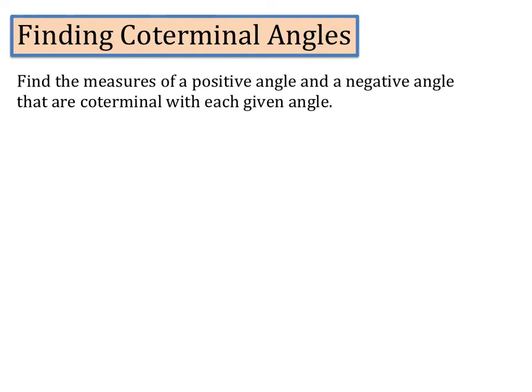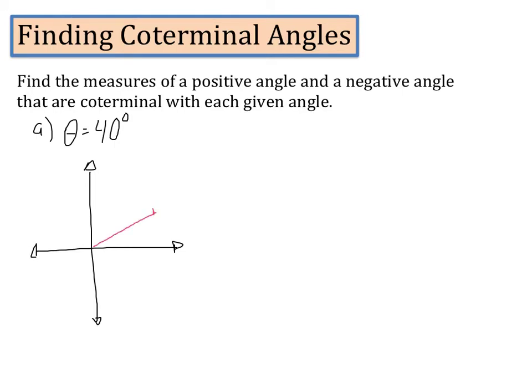Alright, let's find some coterminal angles. So let's find the measures of a positive angle and a negative angle that are coterminal with each given angle. Alright, so for the first angle we want to work with, let's say that theta equals 40 degrees. So we're working with a 40-degree angle. So let's draw that one first. So if we draw 40 degrees, we end up with an angle that's about here.